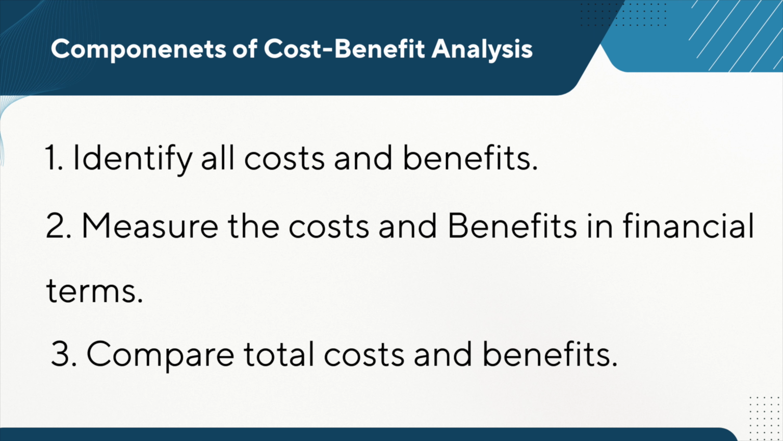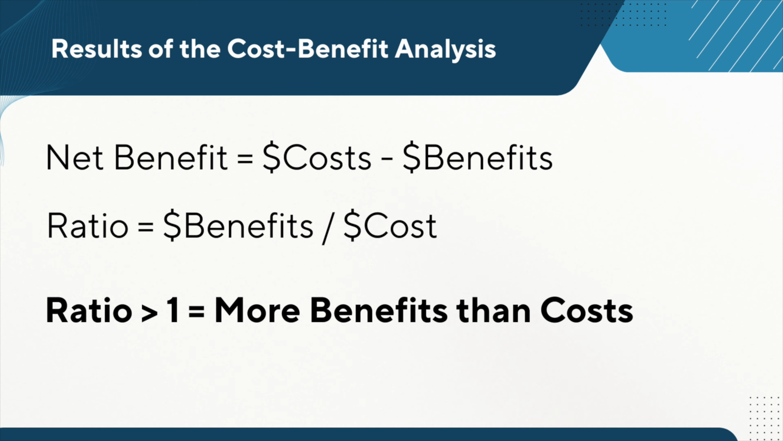The third key component is to compare total costs and benefits. The results are usually expressed as a net benefit, which is the benefit minus the cost, or a benefit-cost ratio, like the example that we mentioned, benefits divided by costs. A ratio greater than 1 indicates that the intervention provides more benefit than it costs, making it economically attractive.